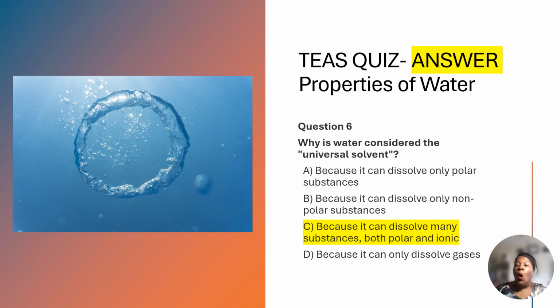Letter A says only dissolve polar substances. No, it can dissolve both polar and ionic. And then letter D says because it can only dissolve gases. Again, that is not true either. Remember, solutes are typically the substances that water tends to dissolve. Solvents, your universal solvent, is water, and on most occurrences it will dissolve things that are considered to be solute, meaning solids, not gases.